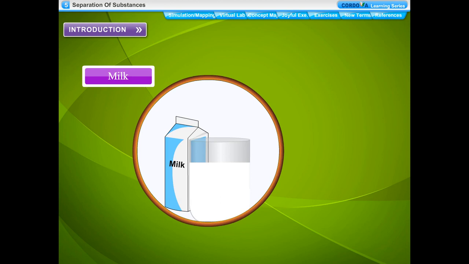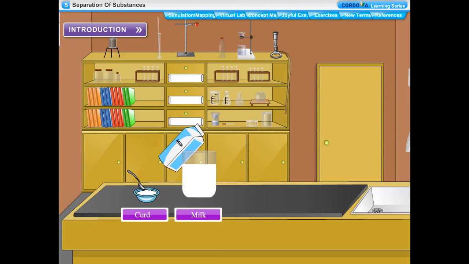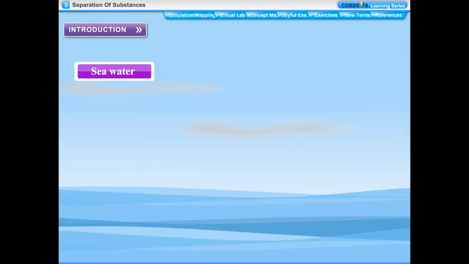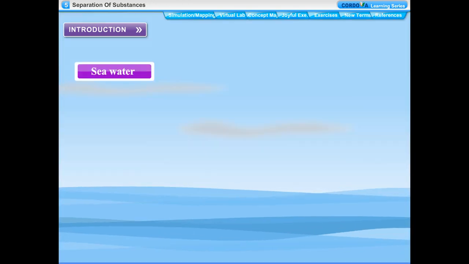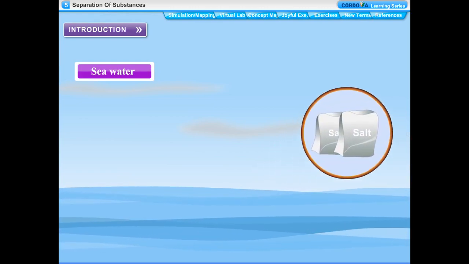The substances, components, present in the mixture do not lose their identity. These components can usually be separated by simple physical methods. Milk or curd is churned to separate the butter from the water. Common salt that is used in our kitchen is prepared from seawater by separating salt from water. Let us study the need of separation of substances from their mixture.